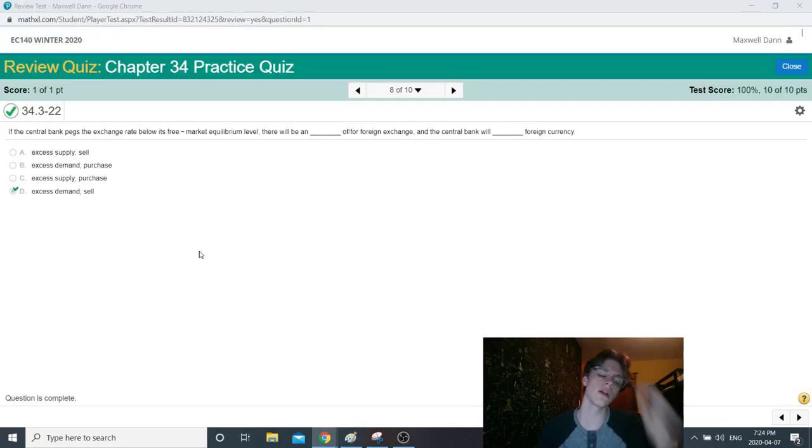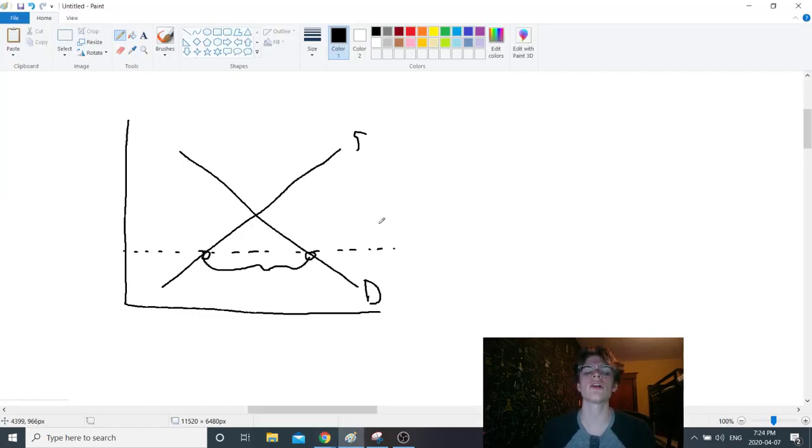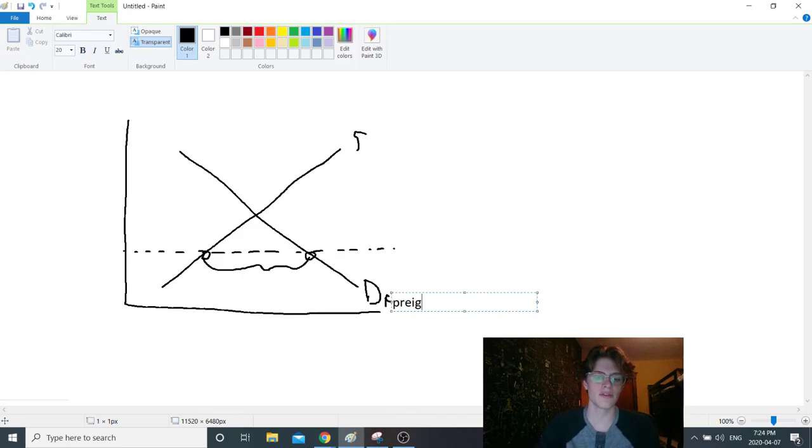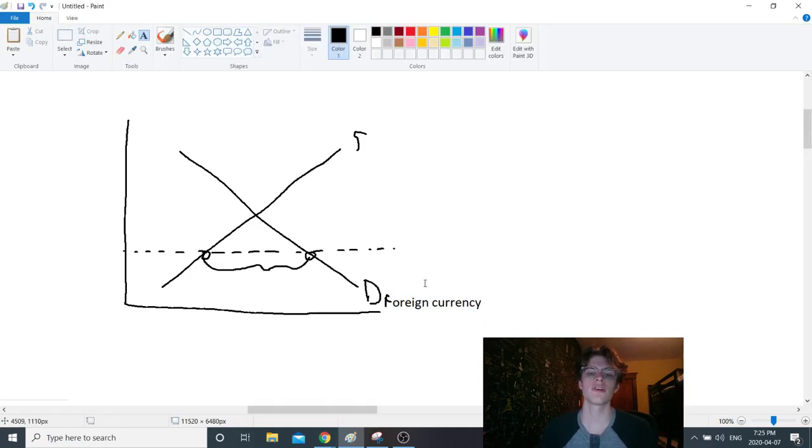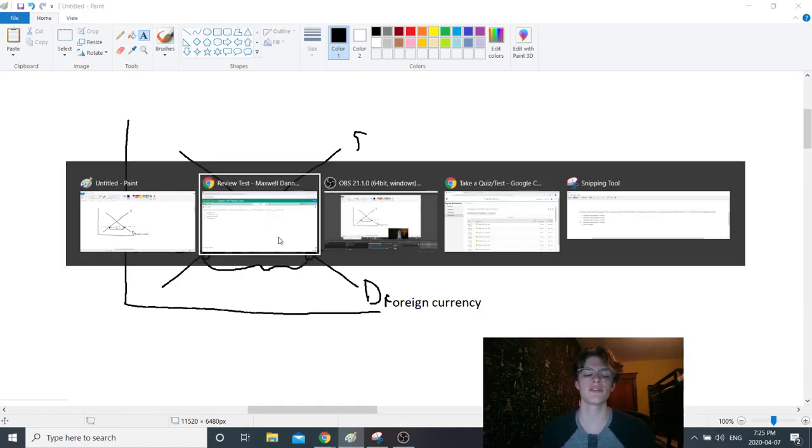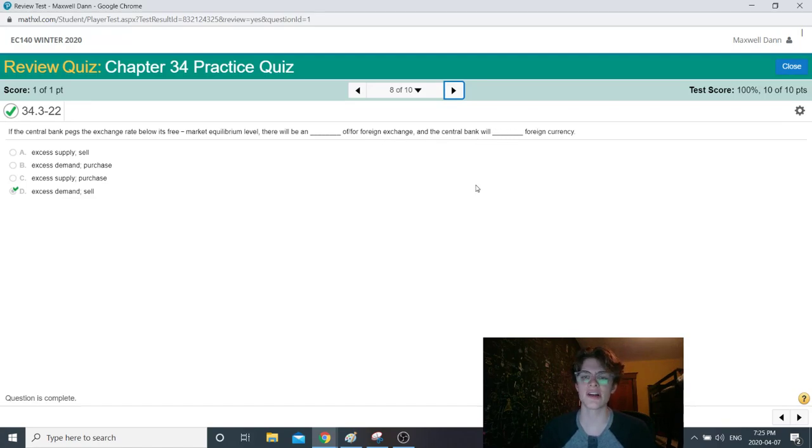Well, what they're going to do is sell foreign currency, because remember, this is excess demand for foreign currency. So there's excess demand for foreign currency. That means they are going to have to supply that extra demand. So they are going to sell foreign currency.